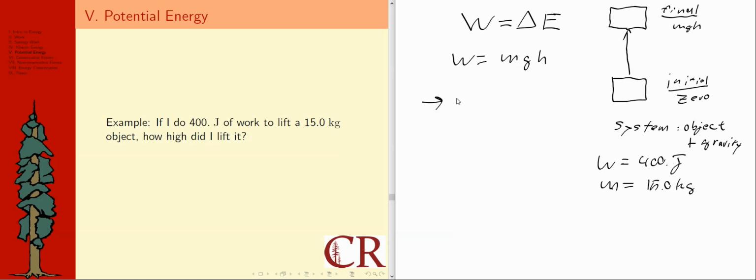Wouldn't it make sense if I could just calculate the height by dividing both sides by mg? And then when I put the numbers in for that, I would get 400 joules divided by 15 kilograms times 9.81 meters per second squared. So when I put these numbers into the calculator, I get 2.7183, etc. But maybe I can just round that off to 2.72.